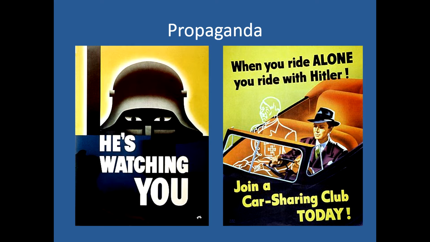This one is particularly interesting. The "He's Watching You" one looks like Darth Vader from Star Wars. At the World War II Museum, one of the curators said that George Lucas, who created Star Wars, was looking for a villain that looked different from any other villain he had seen, and he used this poster as inspiration for creating Darth Vader.